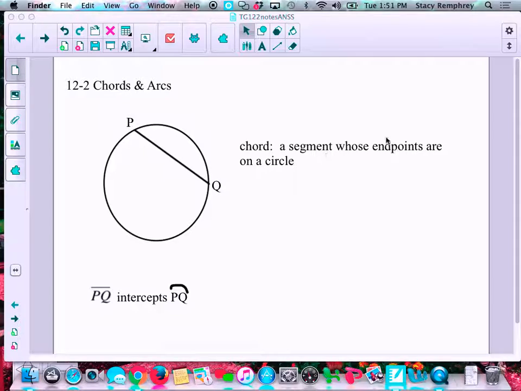Okay, so we're going to work through the 12-2 notes on chords and arcs. A chord, by definition, is a segment whose endpoints are on a circle. So you can see in the diagram here, segment PQ is a chord, and we say that it intercepts arc PQ. Arc PQ is going from P to Q on the minor arc. So if we ask what is the intercepted arc by the chord, you would say arc PQ.